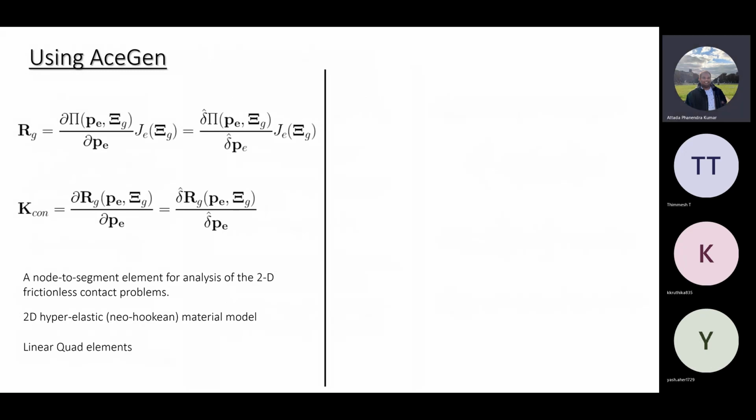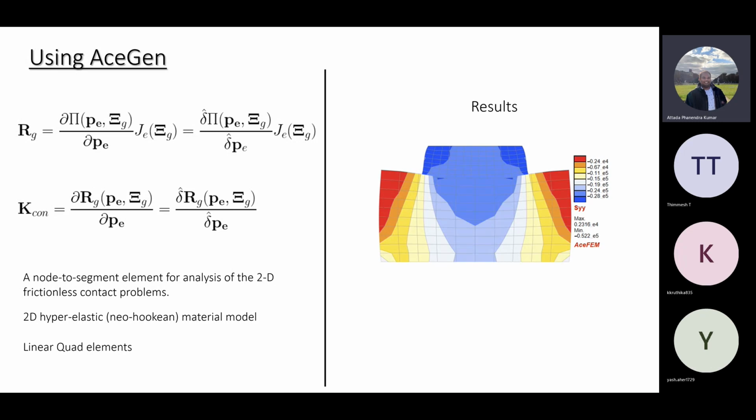Now again, we use the same ASGen, and instead of doing all that, we just specify how we are calculating the first variation or first differentiation, minimizing the work to find the residual and the tangent stiffness matrix. Now again, I have taken an example problem from ASGen where I have taken a 2D hyperelastic material, and I've taken a node to segment contact element, and then I've simulated the results.